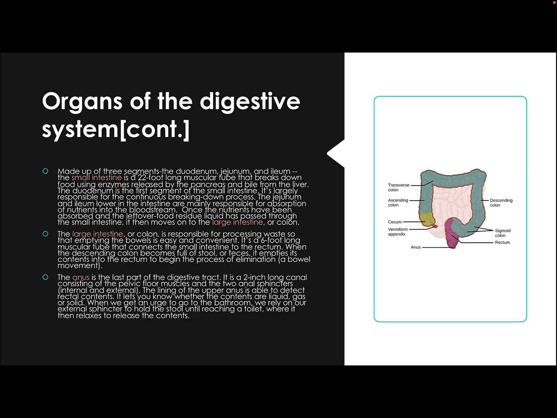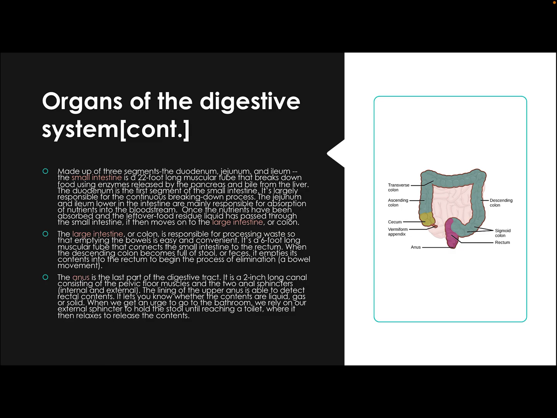Made up of three segments, the duodenum, the jejunum, and the ileum, the small intestine is a 22-foot long muscular tube that breaks down food using enzymes released by the pancreas and bile from the liver. The duodenum is the first segment of the small intestine. It's largely responsible for the continuous breakdown process. The jejunum and ileum, lower in the intestine, are mainly responsible for absorption of nutrients into the bloodstream.